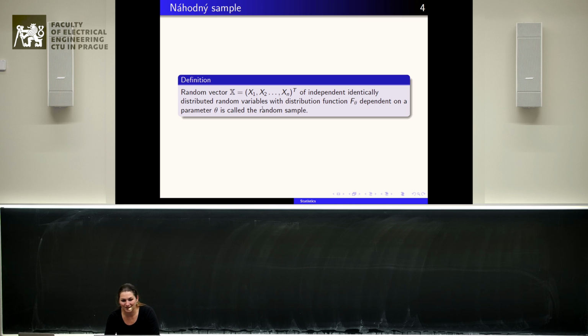So what is the random sample? A random sample, from mathematical point of view, is the random vector of IID, independent, identically distributed random variables, with some distribution depending on a parameter theta. And this is the random sample theoretically. In practice, we call also the collection of our concrete values to be the random sample. But in fact, what we have in practice is not a random sample. It is not a random vector. It is the vector of the concrete numbers. So it should be called realization of random sample.